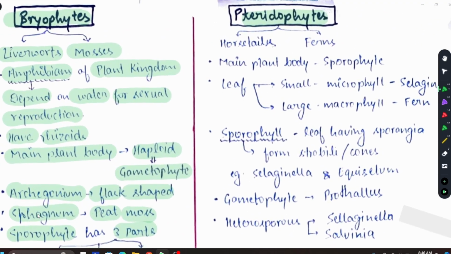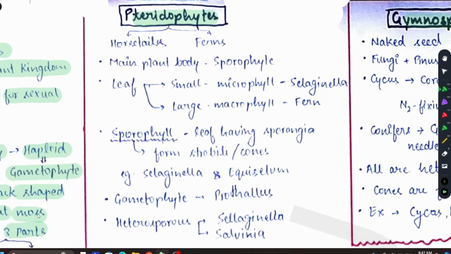Because these are short notes, I have not included the life cycle of the bryophytes and pteridophyte. If you are in class 11th, then you will need to learn the life cycle of bryophyte and pteridophyte. It may come in exam, it is a good topic, but for NEET students, there is very little significance of the life cycle coming in the exam. So coming to pteridophytes.